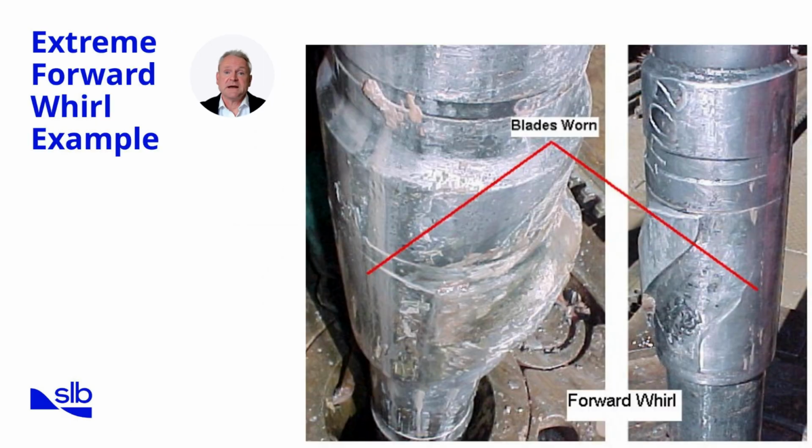The pictures give a clear visual example of extreme forward whirl in practice. Forward whirl occurs when the BHA rotates in the same direction as the drill string but off-center, causing it to orbit inside the borehole. The image on this slide shows the results: heavy tool body wear, localized damage, and evidence of repeated high-energy impacts. In this case, the tool experienced a continuous forward whirl condition. The rotating assembly repeatedly struck the borehole wall, creating flat spots and deep scarring.